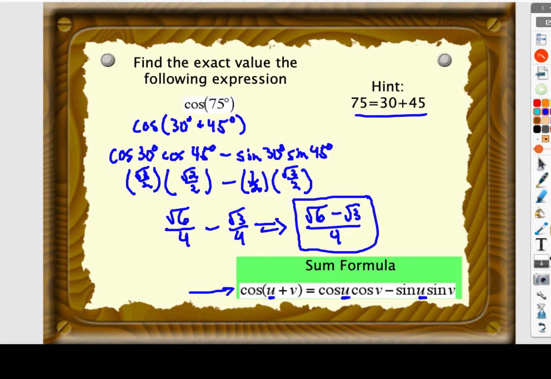Now, I know that's not as pretty as a nice simple 1 over 2 or root 3 over 2, but that is an exact value answer. We've gotten rid of all of our trig functions. And again, it gives us a solid answer to that expression.